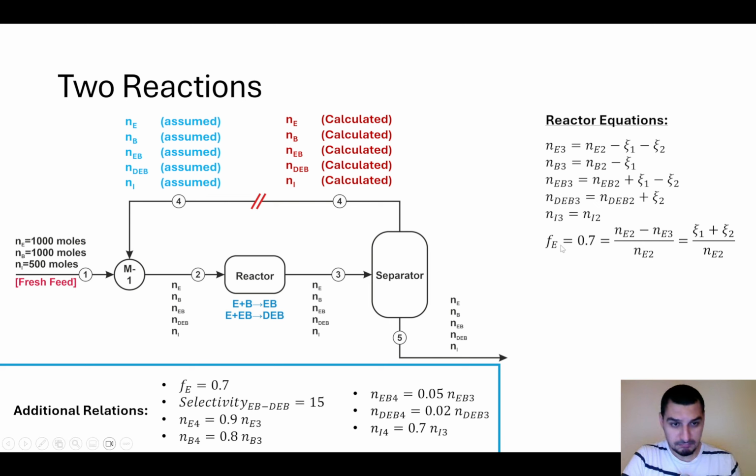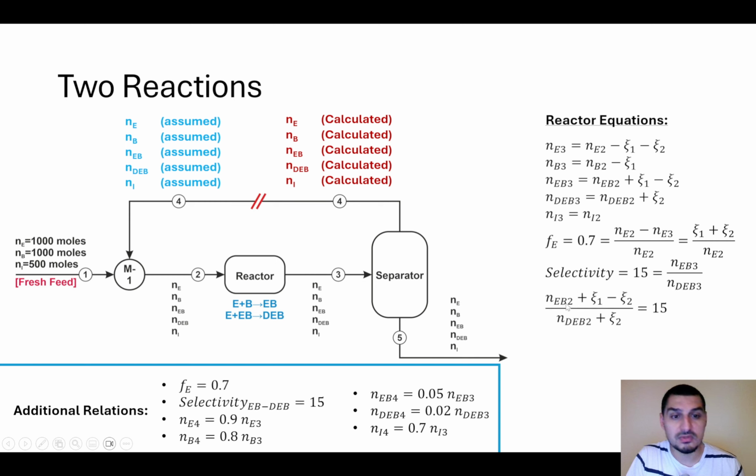So when we say that the conversion of ethylene is 0.7, it is the number of moles of ethylene in the feed minus the product, over the feed. So ethylene in 2 minus ethylene in 3 is xi1 plus xi2, over moles of ethylene in stream number 2. For the selectivity, it is the number of moles of ethylbenzene over diethylbenzene, and we have the formulas for them already here. So it's going to be again a function of xi1 and xi2.